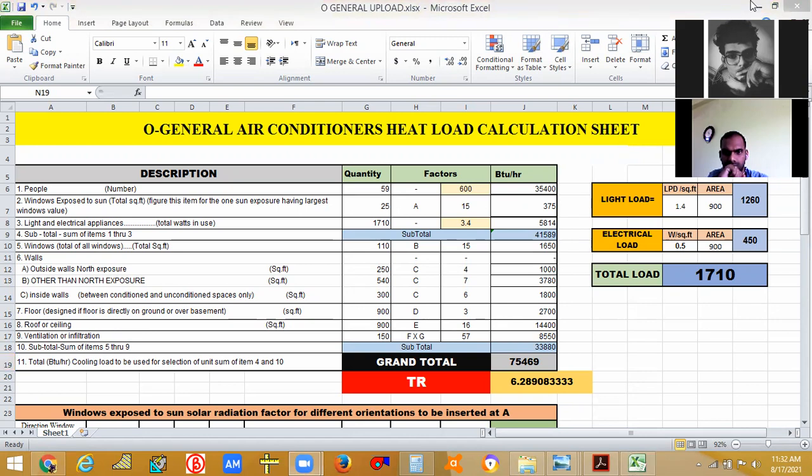Do we need to calculate separately for the first floor? If you have, yes. If there are n number of rooms, you have to calculate like that. If there are 2 rooms, you need 2 sheets. You have to do it separately because each room is different.